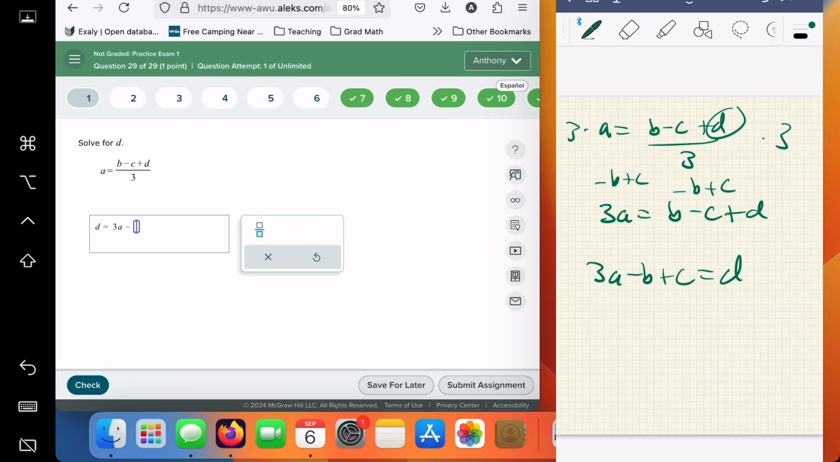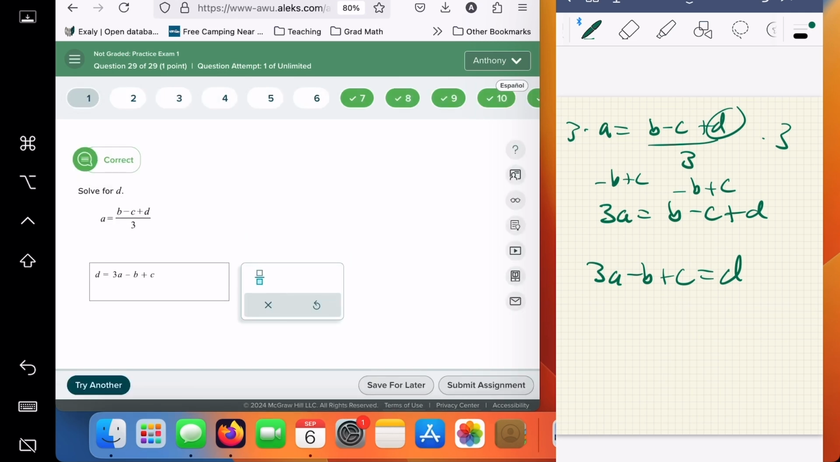3A minus B plus C is D. Check. And we're done. All right, cool.